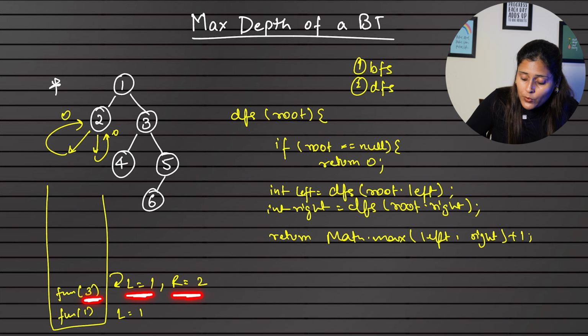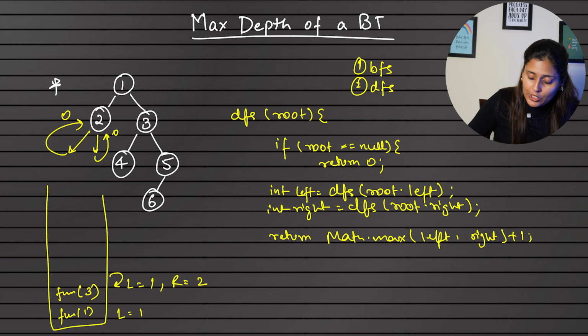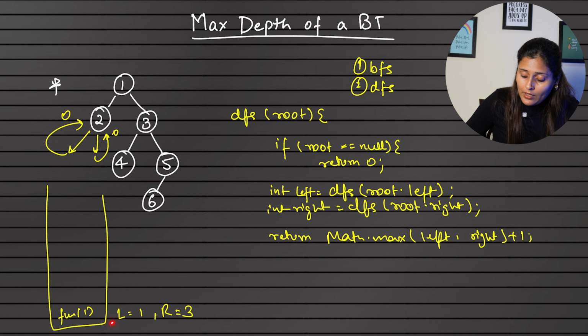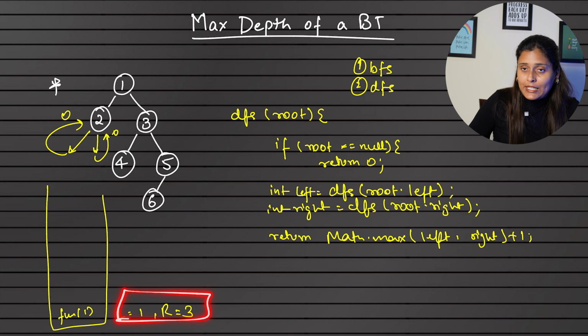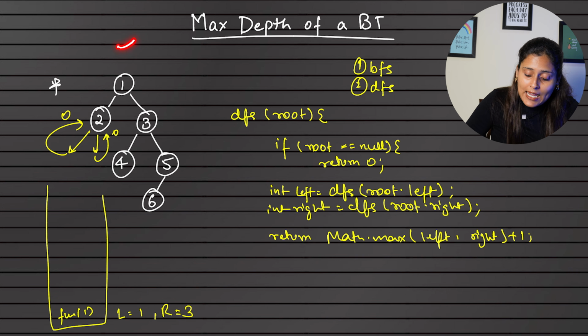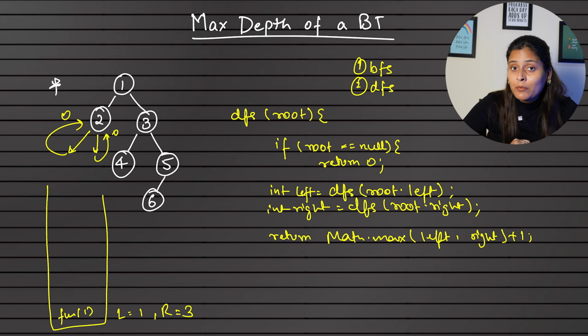So 3 has left 1, right 2. So what will it return? Maximum of left, right, which is 2, and plus 1 for it, which is 3. So function 3 will get removed, correct? Yes, and it will return what? Right 3, correct? Now what will happen? Function 1 has left 1, right 3. What is the maximum? 3, and plus 1, 4. So hence at the end 4 will get returned, and that's what was expected also, remember?